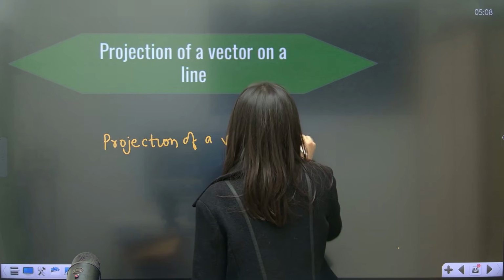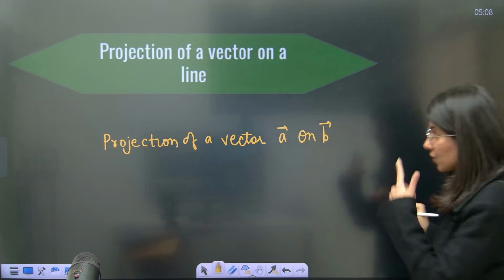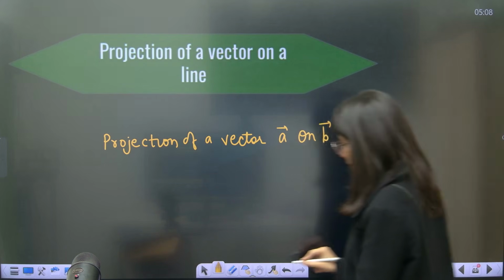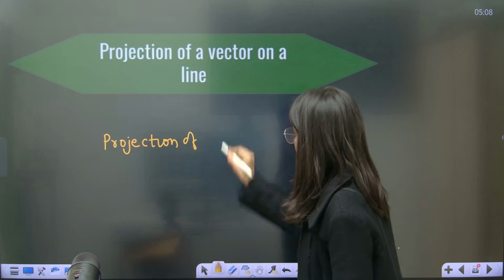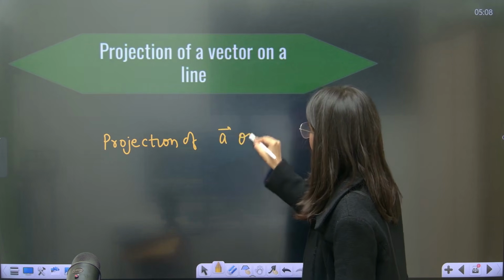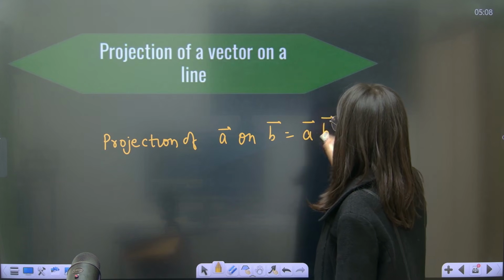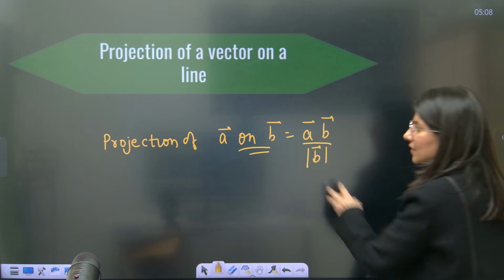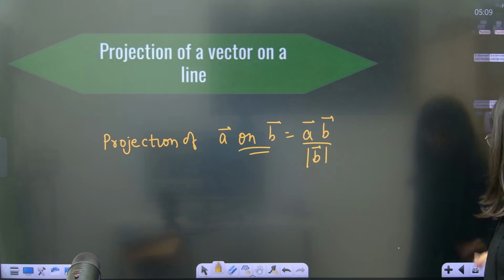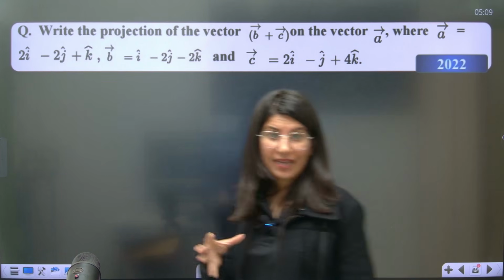A vector on B vector. Okay, so, projection of a vector. Projection of A vector on B vector is going to be A dot B upon magnitude of B. So on B vector is written, now that is why B is in the denominator. Direct formula is just that, now you have to just apply the formula.